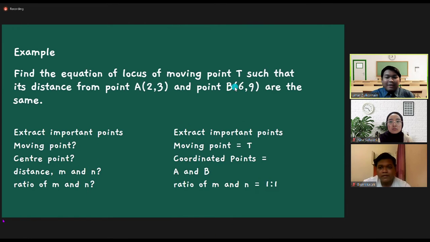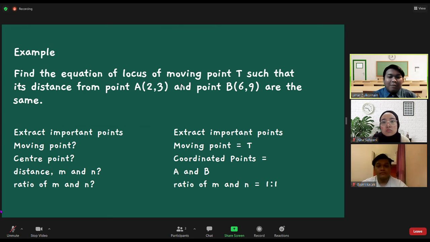All right. So, example: find the equation of locus of moving point P such that its distance from point A (2, 3) and point B (6, 9) are the same. So, as usual, what we need to do is to extract the important points. So, can you guys tell me what is the moving point? At point P.